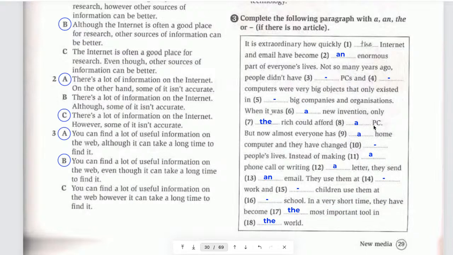Yeah. Now number 8. Yeah, could afford a PC. Okay. Why? Yeah, we mentioned it for the first time. So we use a. Number 9. Okay, stop right there. Yes, has a home computer. Why? Yes, also the first time you mentioned it, a home computer. Yeah. Now number 10.